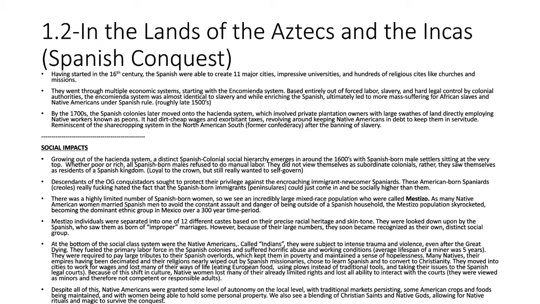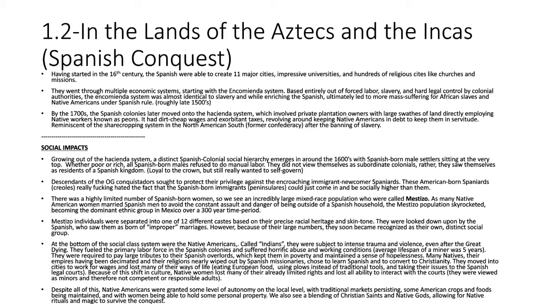Touching on the thing that we mentioned earlier, many Native American women married Spanish men to avoid the constant assault and danger of being outside a Spanish household. And because of this, the mestizo population skyrockets. They become a dominant ethnic group in Mexico over a 300-year time period. And it's like over 91% was mestizo.